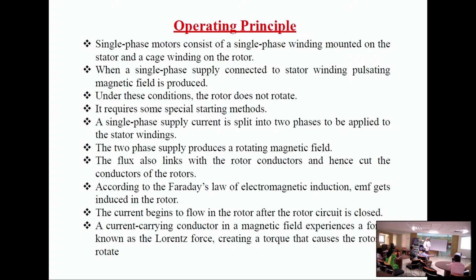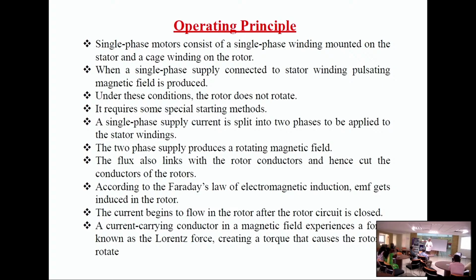So the current flow. A current carrying conductor, if it is placed in a magnetic field, will experience a force. So that is the fundamental rule: a current carrying conductor placed in a magnetic field. Which current? The rotor is carrying current that is placed in this rotating magnetic field. So then it will experience a force.